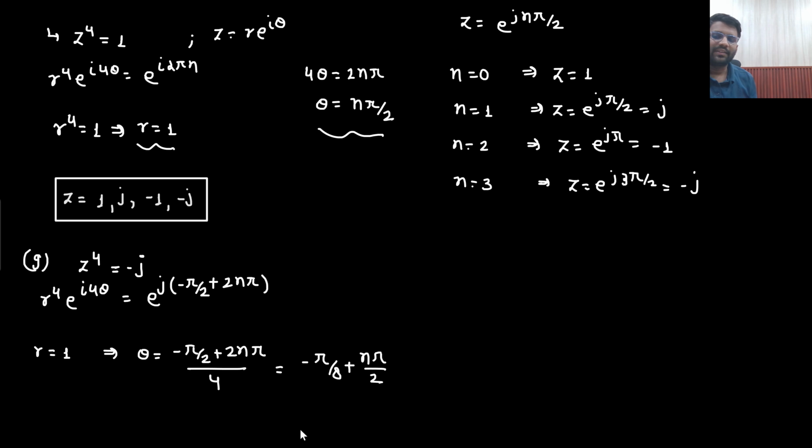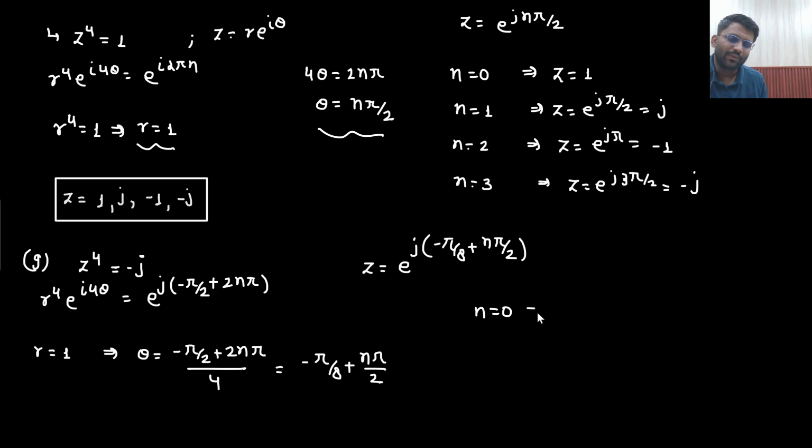So theta is minus pi by 8 plus n pi by 2. Okay, now let's get started. What are the solutions? N equals 0. When you put n equals 0, what is z? Z is r e to the power j theta, with r equals 1. What is theta? Theta is minus pi by 8 plus n pi by 2.